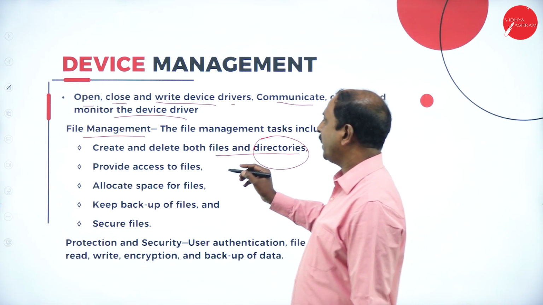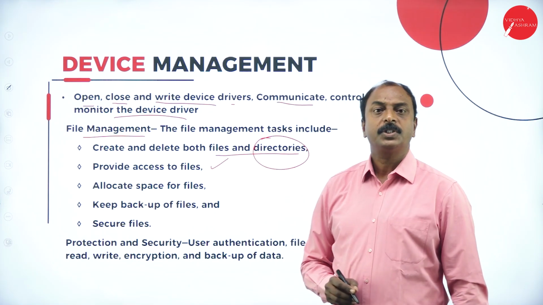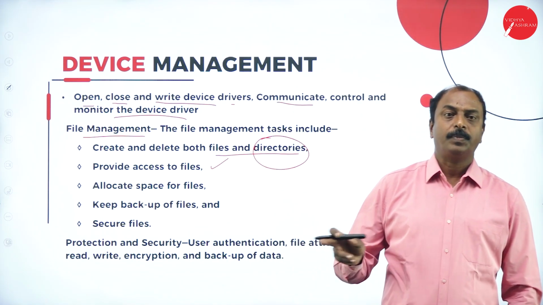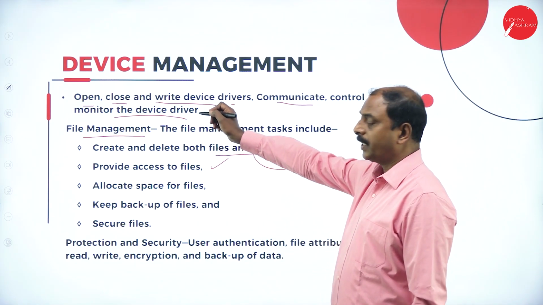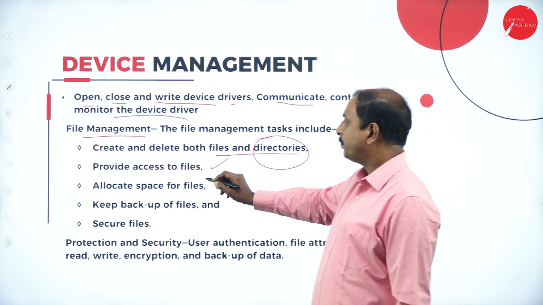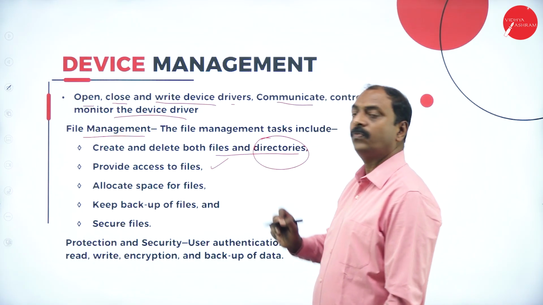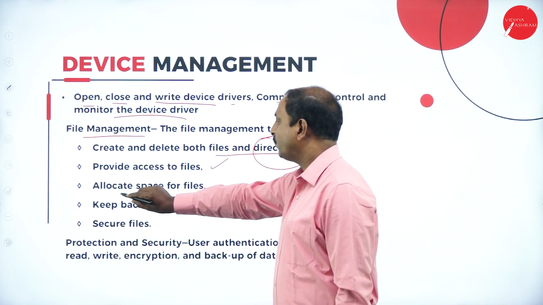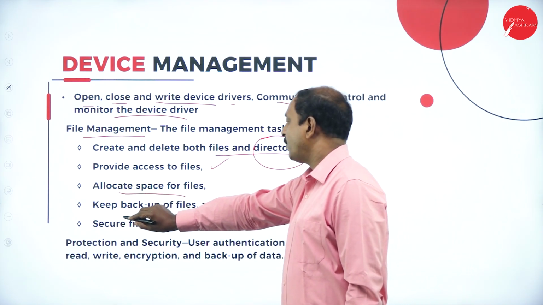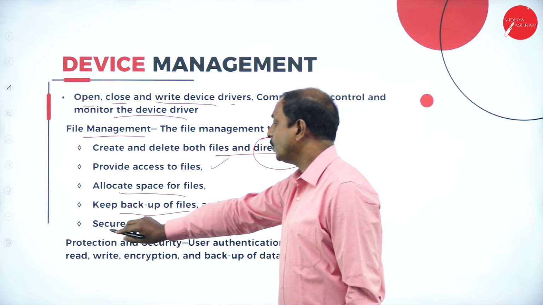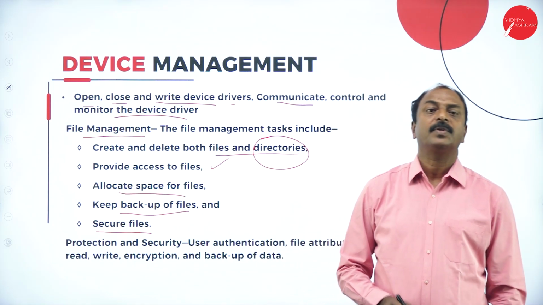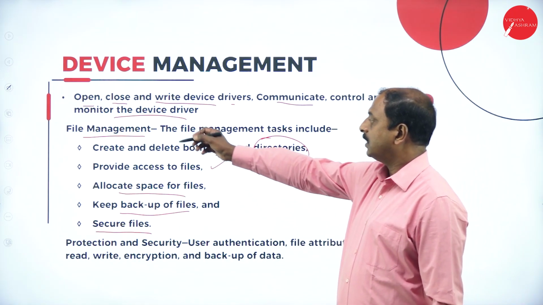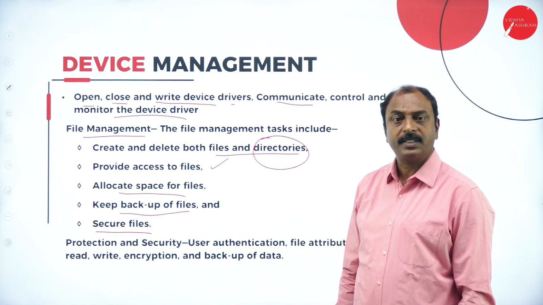And again, it provides access to files. Suppose you want to open a particular file saved in computer memory, the operating system gives access permission to open that file, allocates space for a file, keeps backup of the files, and secures files. It protects the files on the hard disk or in the computer memory. This is the responsibility of the operating system.